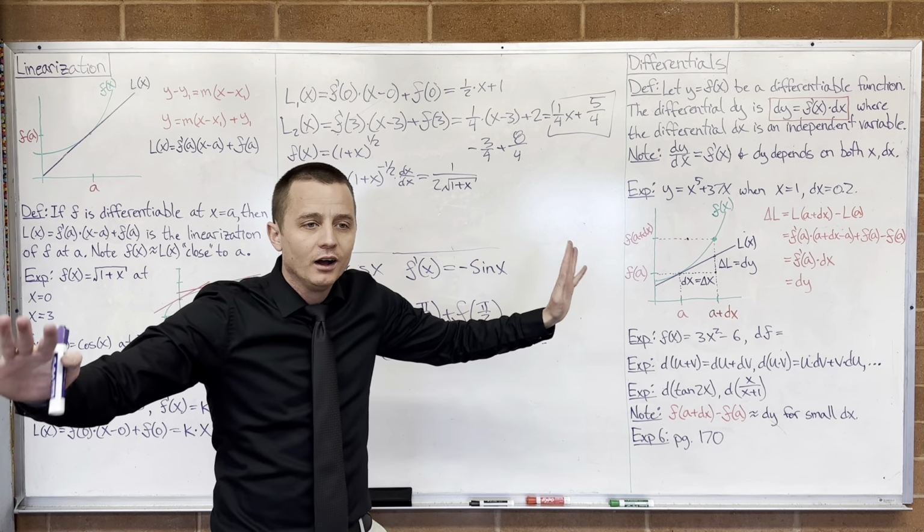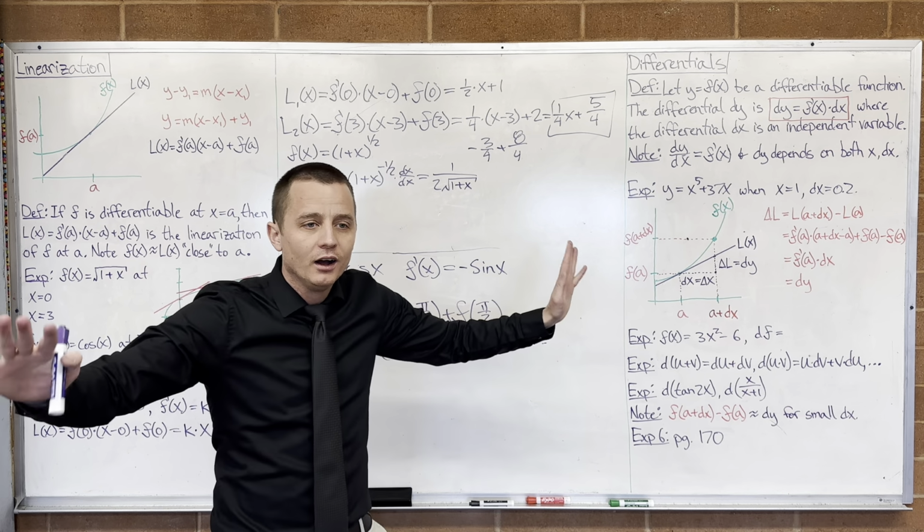Did you already tell us this? I don't know. Okay, so let y be some function in terms of x. So let y equal f of x be a differentiable function, so it has a derivative everywhere on its domain. Good? Okay. The differential dy is this function: dy is equal to f prime of x times dx, where the differential dx is an independent variable.